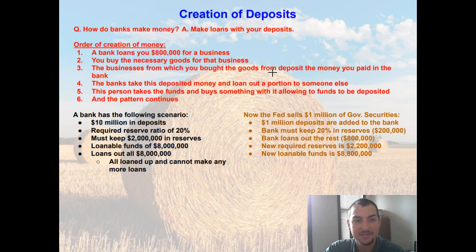Well, they're going to do what everybody else does. They're going to go and deposit that money in the bank. So you borrow $800,000, you go and buy everything you need with it, and all the businesses that you bought from take that money and put it in their respective banks. Guess what? The banks that have just received these additional deposited funds take the money and loan it out to somebody else. So you were given a loan from the bank, you buy stuff with it, everybody you bought from puts that money in the bank, and then the bank takes the money that was originally loaned out to you and loans it out to somebody else.